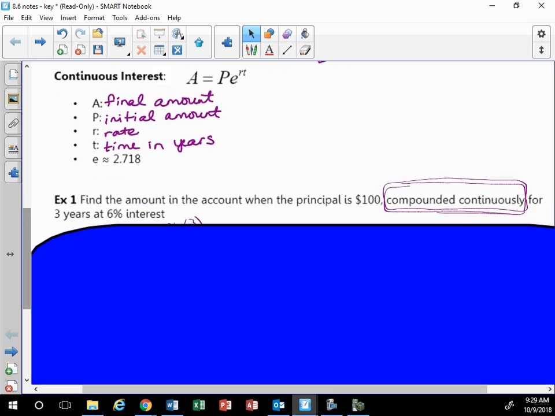So this example, do you see how it's very similar to the first one we did, except it says compounded continuously instead of compounded, I don't know, was it quarterly in our first one, I think? Okay. So just like the first one, try to write the equation for me. We're starting with $100. We're leaving it in there for 3 years at 6% interest. Let's see how we do.